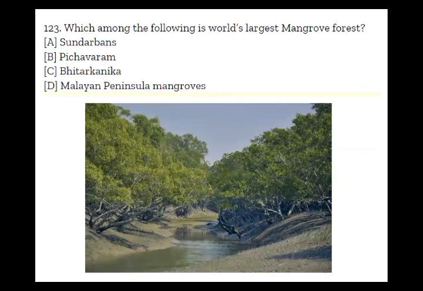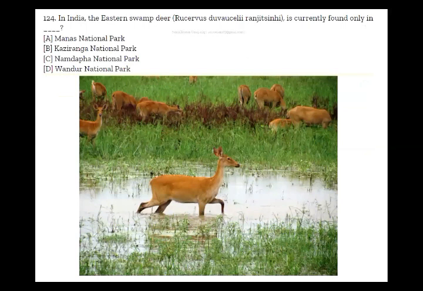Which among the following is the world's largest mangrove? Whether it is Sundarbans, Pichavaram, Bhitarkanika of Orissa, or Malayan Peninsular mangroves. Exactly, option A, Sundarbans. In India, the eastern swamp deer, Rucervus duvaucelii ranjitsinhi, is currently found only in which national park? A. Manas National Park, B. Kaziranga National Park, C. Namdapha National Park, D. Vandur National Park.